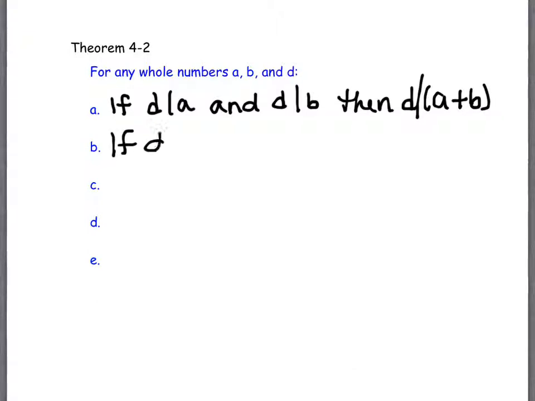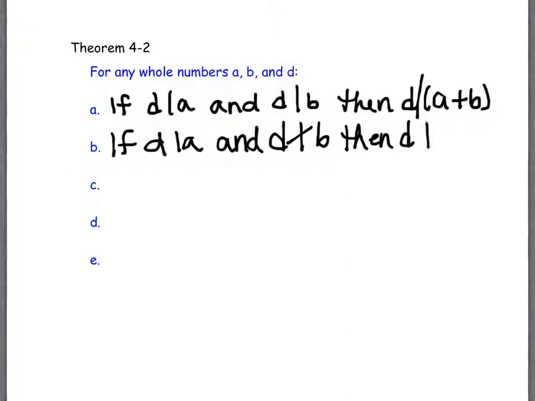If D divides A and D does not divide B, then D does not divide A plus B. So it feels a lot like the first one, right? Once we negated basically one piece of it, it negated the result. Okay. All right.